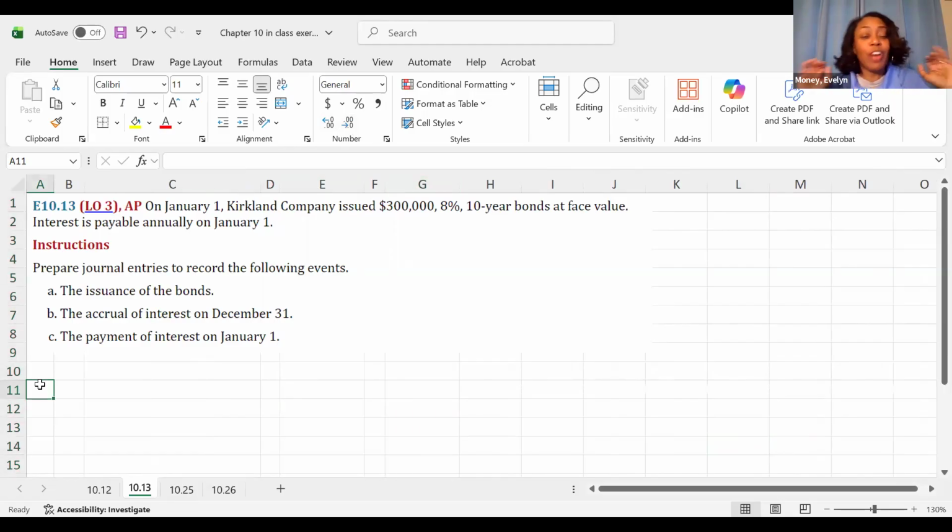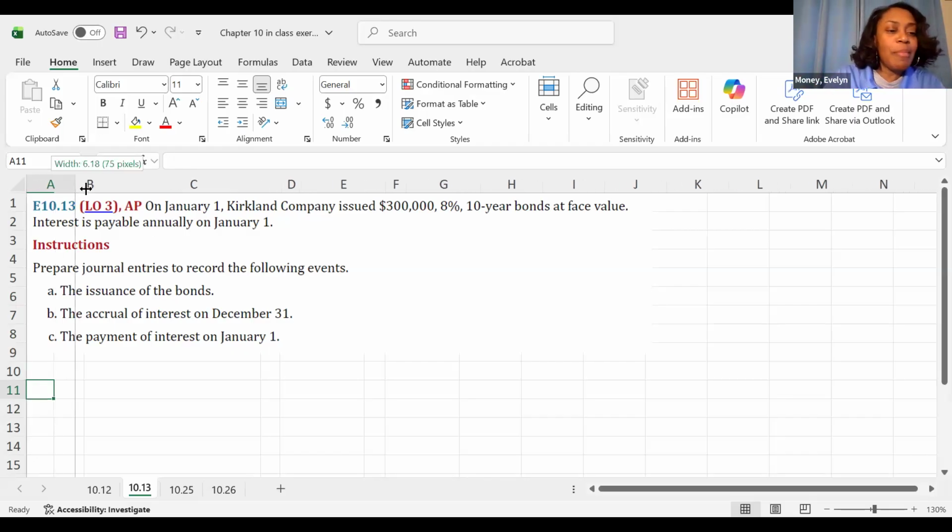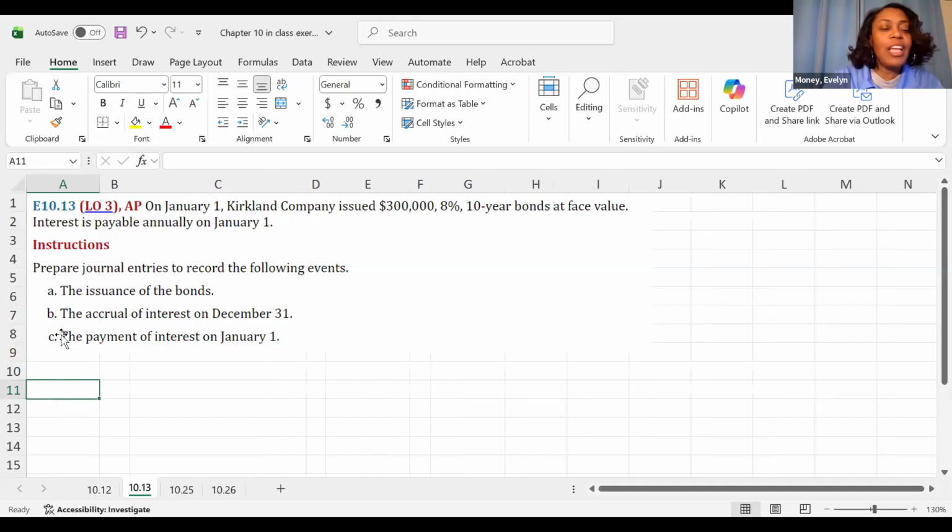All right, January 1, we have Kirkland Company issuing $300,000, 8% 10-year bonds at face value again. Interest is payable annually on January 1. So we're going to do the same thing: issuance, accrual of interest, and the payment of interest. And I should know to make my date column bigger.